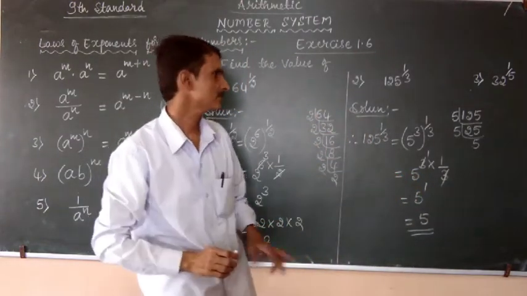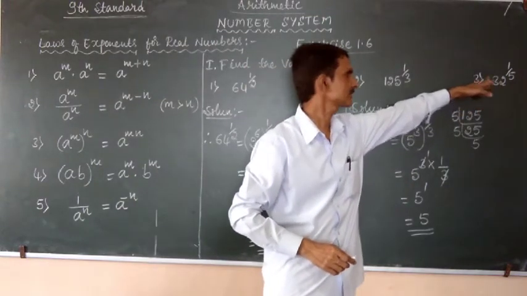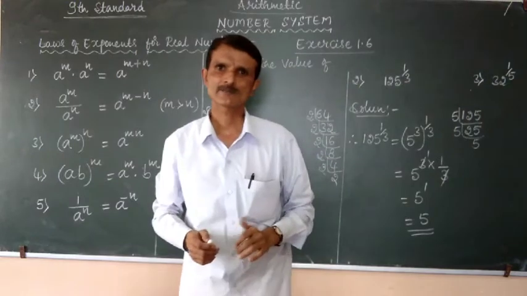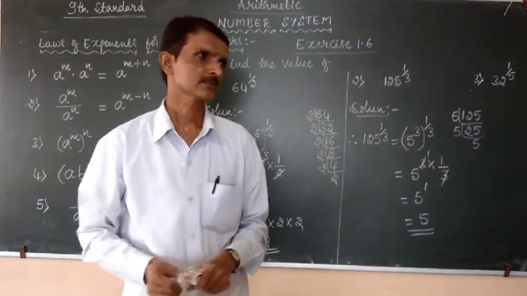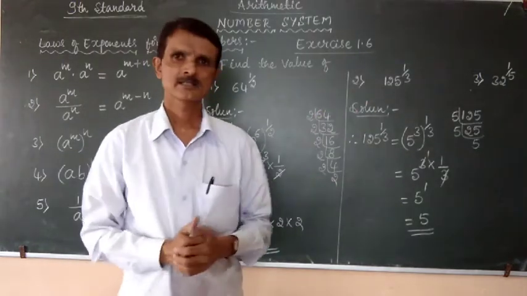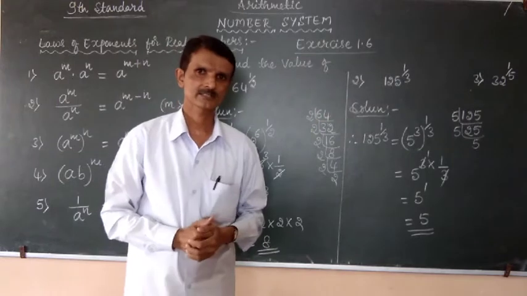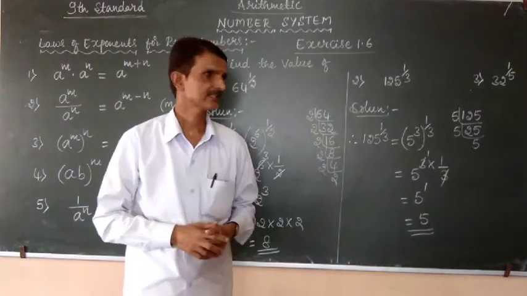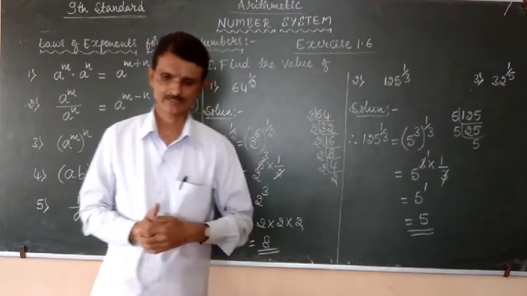Students, now you should try the third problem, 32 to the power of 1 by 5. Its factor is 2. Write down the factors of 32 by the prime factorization method, that is 2 divided by 2. You will get the factors and then simplify it.